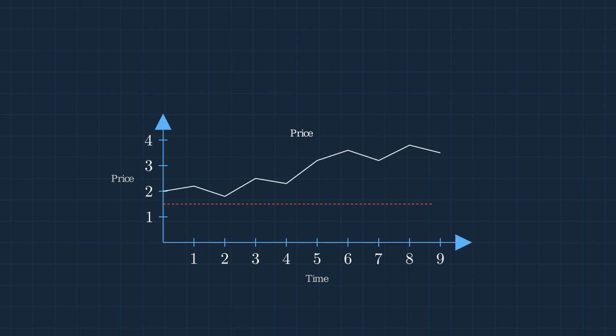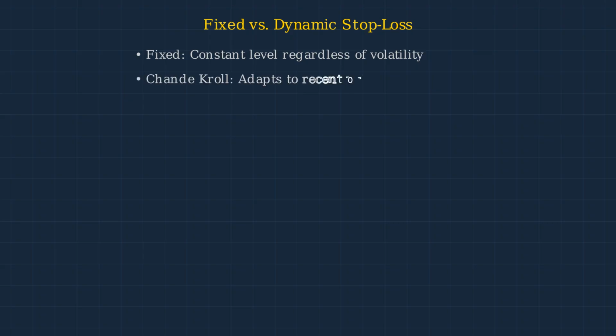A fixed stop-loss strategy sets a constant level regardless of market conditions. In contrast, the Chande Kroll Stop adjusts dynamically based on recent price action, providing more relevant protection. Notice how a fixed stop would trigger prematurely during normal price fluctuations, while the Chande Kroll Stop adapts to volatility. Let's compare fixed stop-loss strategies with the Chande Kroll Stop.